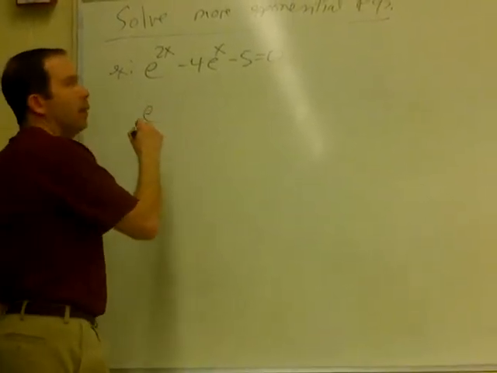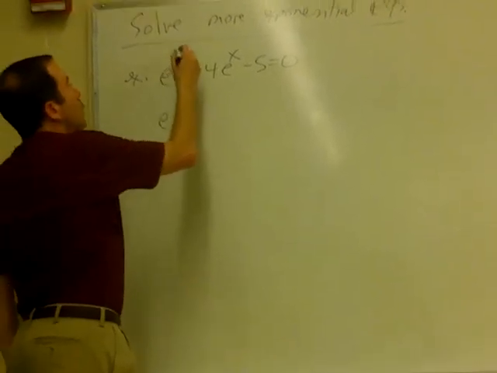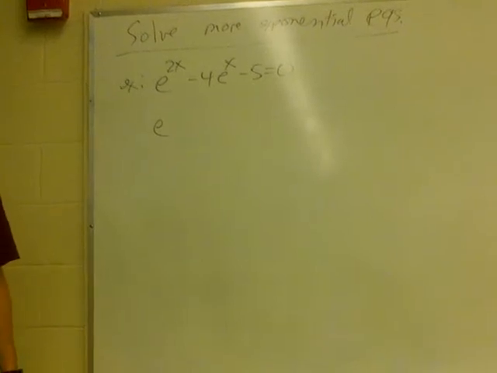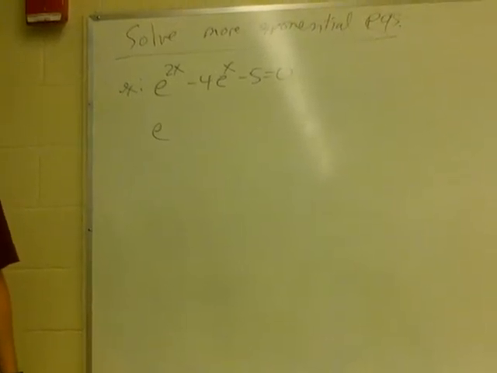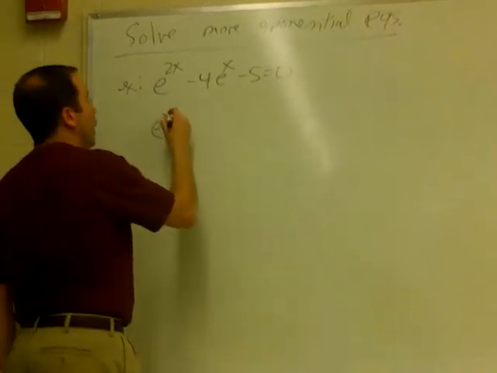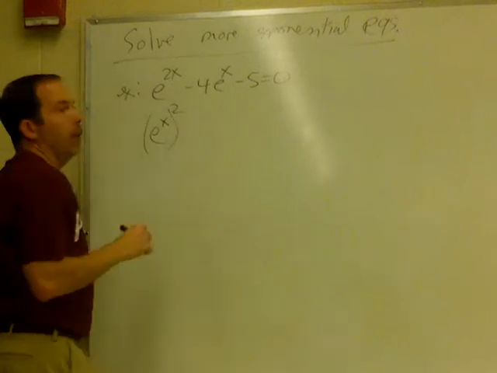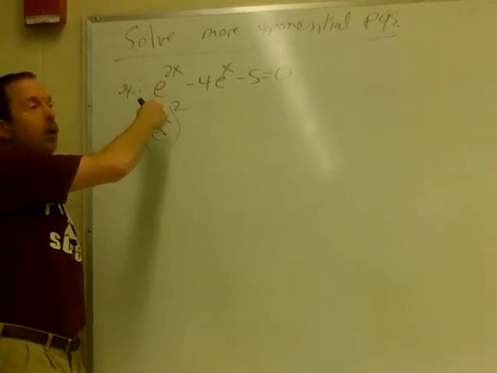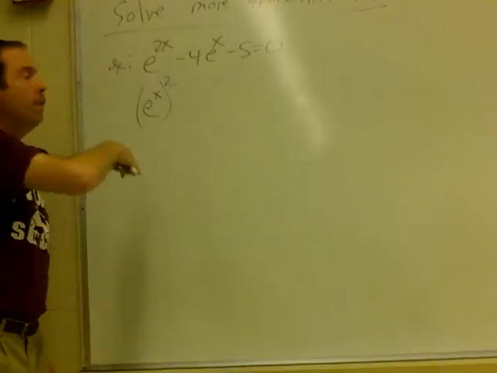Now, e to the 2x can be rewritten how to show that there's a squared? e to the x, to the 2. e to the x squared. Because when we have a power to a power, we multiply the exponents and get 2x.